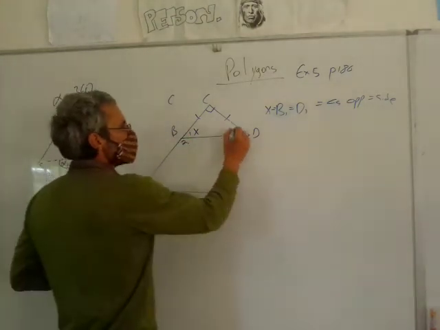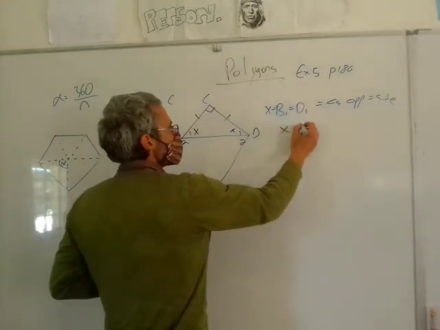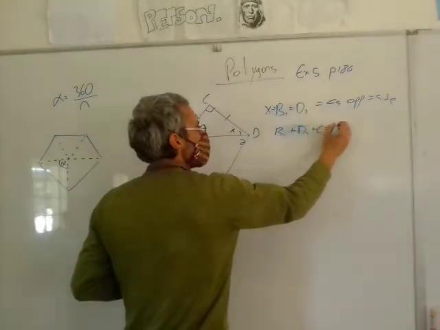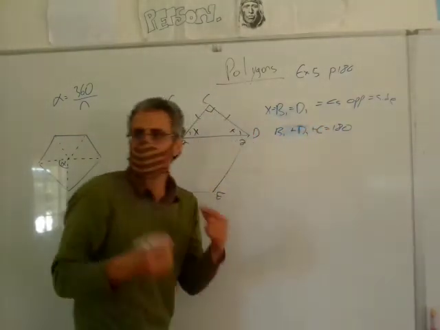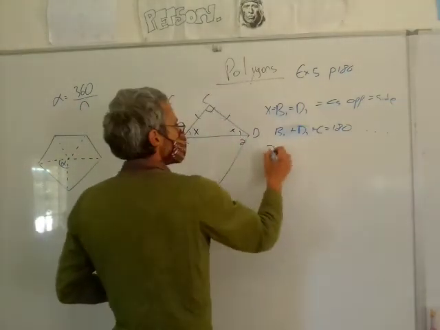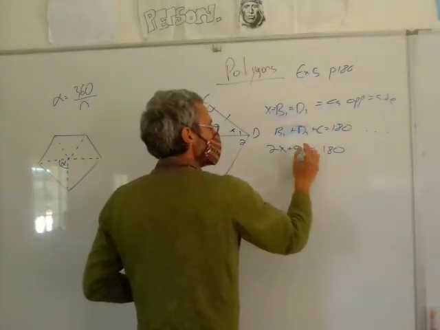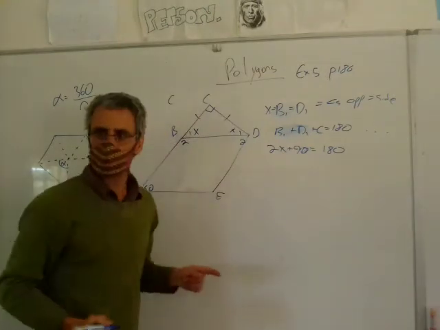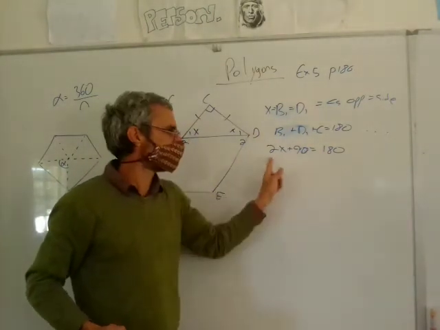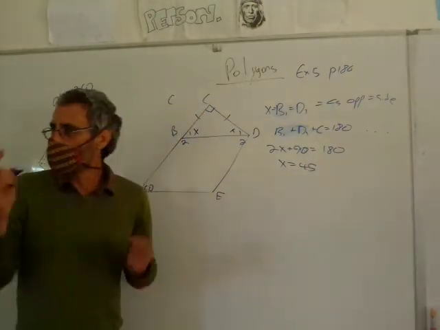Okay, now I know this is X. Now I know that B1 plus D1 plus C is 180, the sum of angles in a triangle. So we write down 2x plus 90 equals 180. Moving the 90 to this side, we have 90 divided by 2, so x equals 45. End of story, right? But that's the easy one.